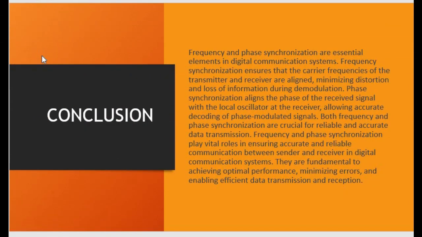In conclusion, frequency and phase synchronization are essential elements of a digital communication system. Frequency synchronization ensures the carrier frequencies at the transmitter and receiver align, minimizing distortion and loss of information in demodulation. Phase synchronization aligns the phase of the received signal with the local oscillator at the receiver. Both are crucial for reliable and accurate data transmission. Phase and frequency synchronization play vital roles in ensuring accurate and reliable communication between sender and receiver in the communication system. They are fundamental to achieving optimal performance, minimizing errors, and enabling efficient data transmission and reception.